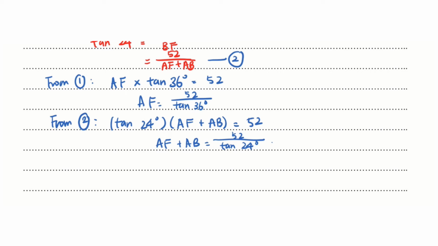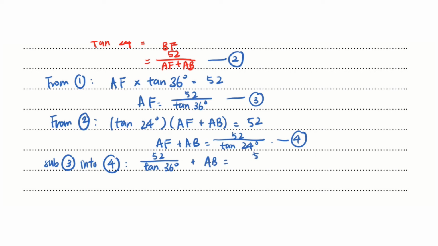Okay, or rather let me get equation 3 and equation 4. So sub 3 into 4. I will have 52 over tangent 36 degrees plus AB equals 52 over tangent 24 degrees. So AB will be 52 over tangent 24 degrees minus 52 over tangent 36 degrees.